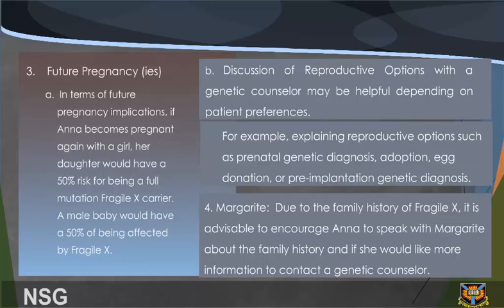4. Margaret. Due to the family history of fragile X, it is advisable to encourage Hannah to speak with Margaret about the family history, and if she would like more information, to contact a genetic counselor.